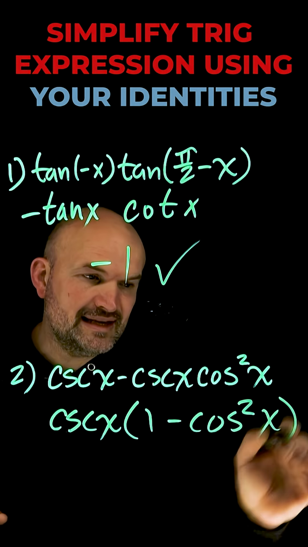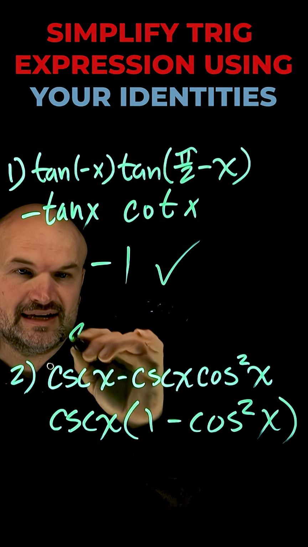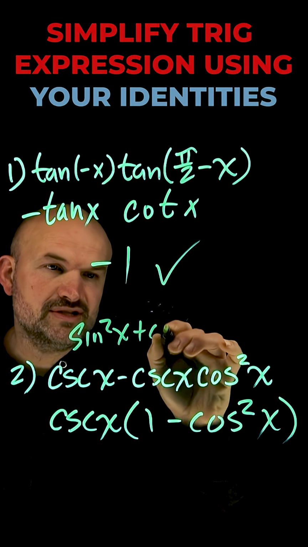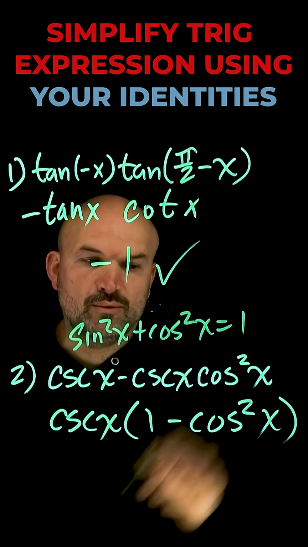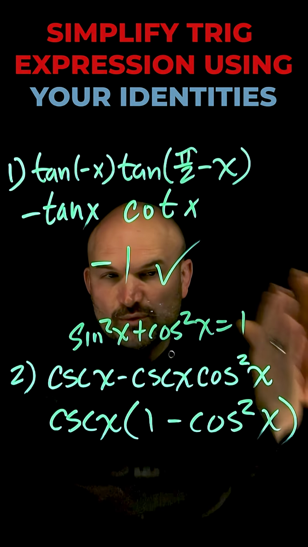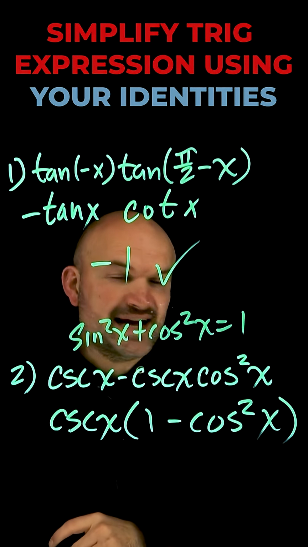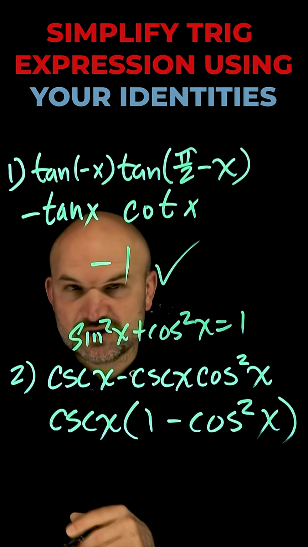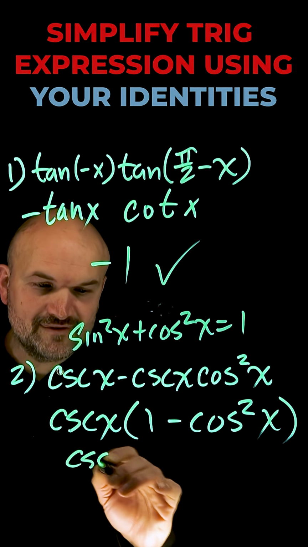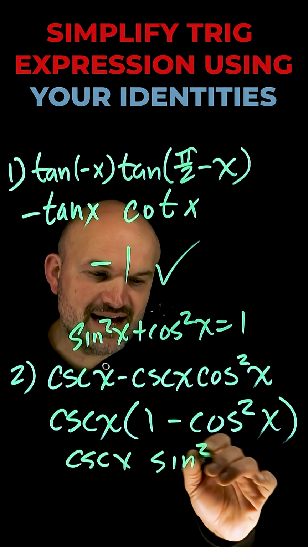Now, the other identity that we need to know here is your Pythagorean identity. Sine squared of x plus cosine squared of x is equal to 1. If I simply subtract a cosine squared of x from both sides, I'm going to get a sine squared of x is equal to a 1 minus cosine squared of x. So therefore I have a cosecant of x times a sine squared of x.